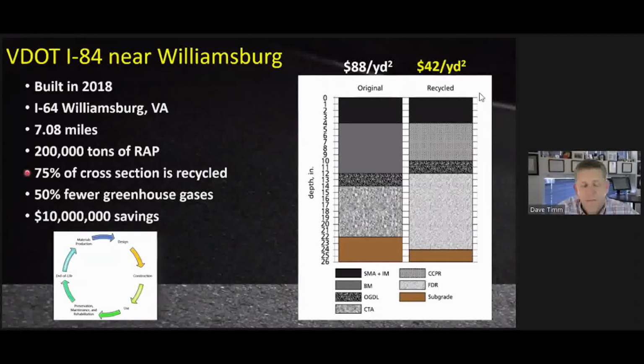It's remarkable. They estimated 50% fewer greenhouse gases, in terms of a sustainability metric, using this versus the original, and a $10 million savings. So to me, this is a really powerful case study of how sustainable a perpetual section can be.